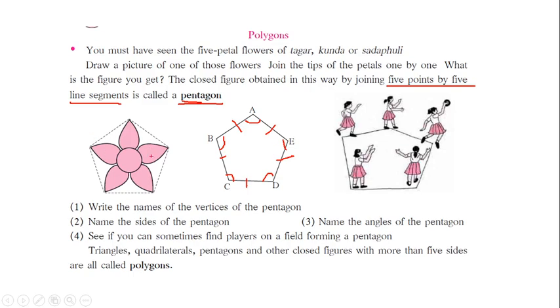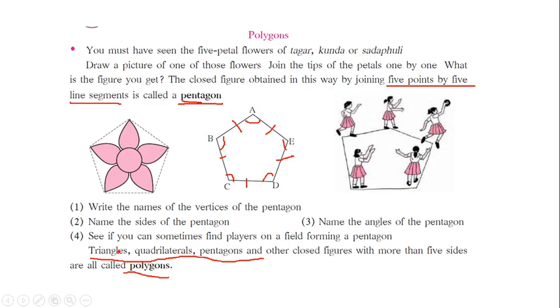With the help of the figure of a flower, we have come to know about the pentagon. Same like the pentagon, there are the octagon, the hexagon, the triangle, the quadrilateral. Triangles, quadrilaterals, pentagons and other closed figures with more than 5 sides are called polygons. So, in general, a closed figure which has 3 or more than 3 sides and angles, which has to be closed, is called a polygon.